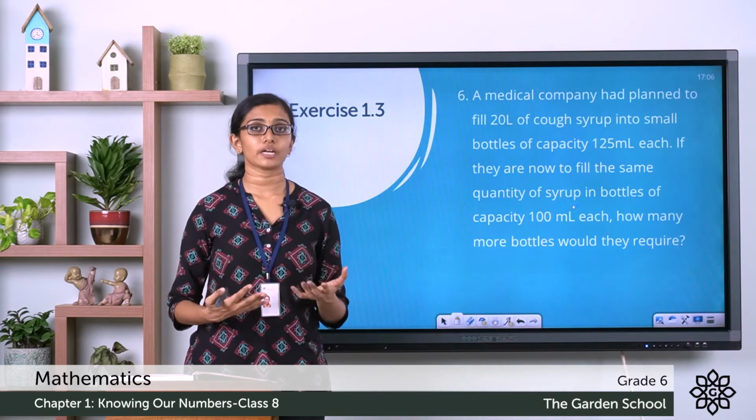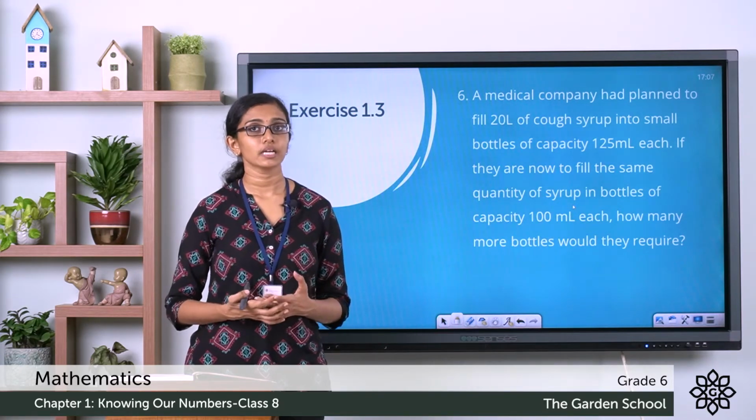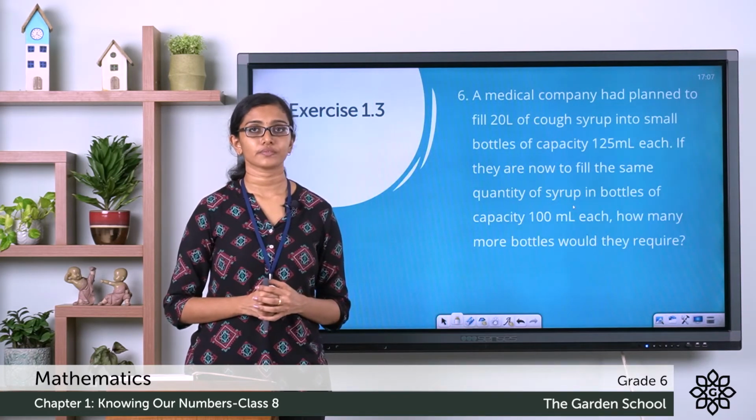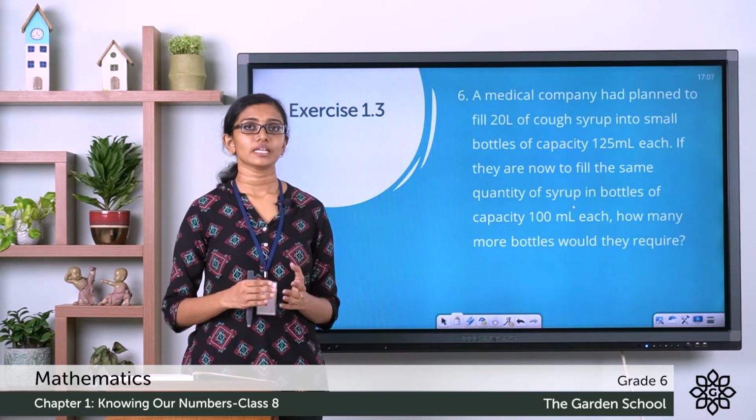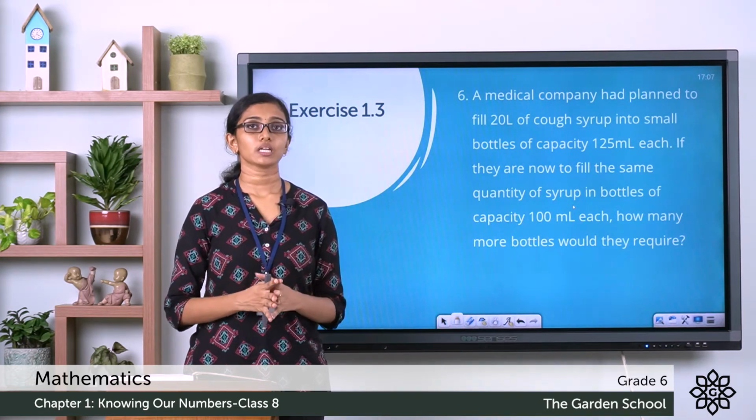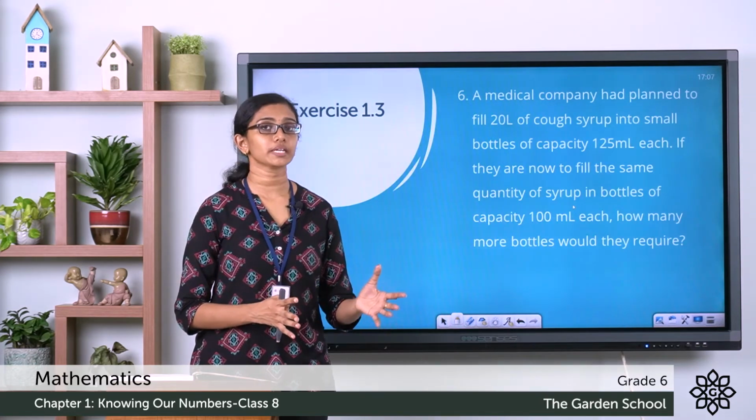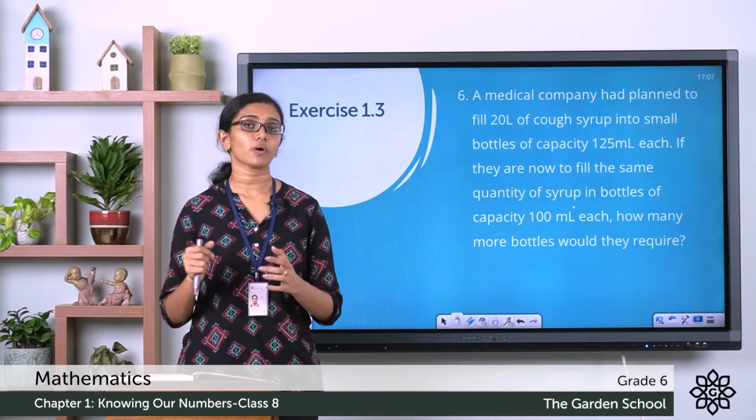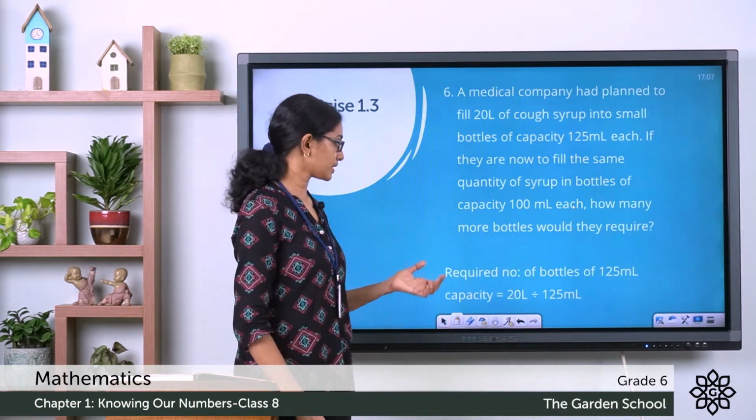So, we are asked to find out how many more bottles will they need if they change their plans like this. So, how do we find that? Let us first find out how many bottles will they require if they were to fill this 20 liter of syrup into 125 milliliter capacity bottles. Let us see how we can find that.